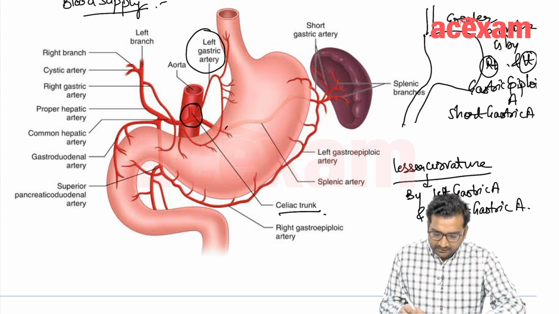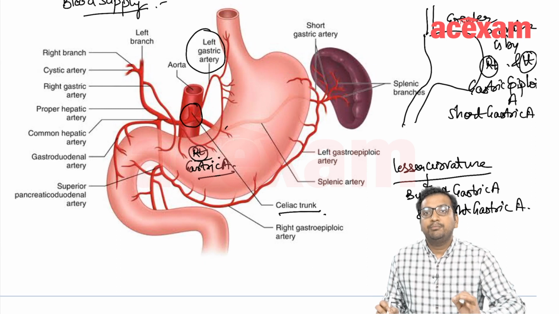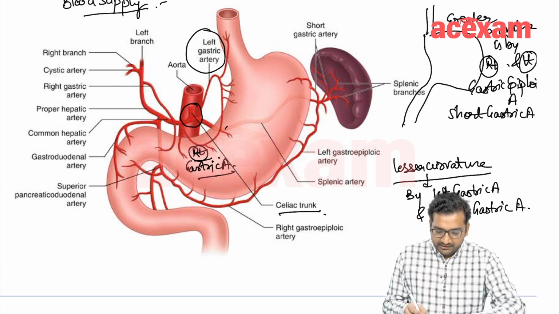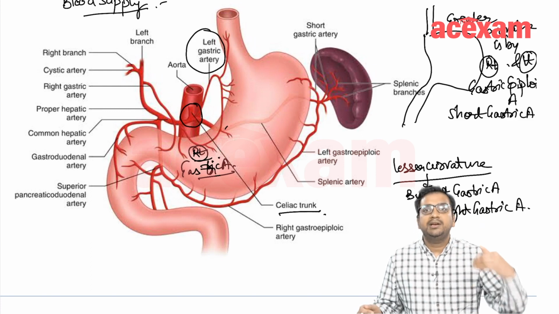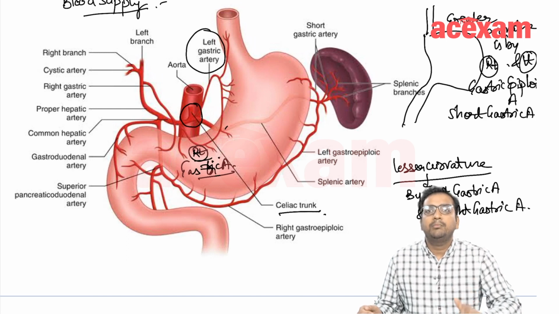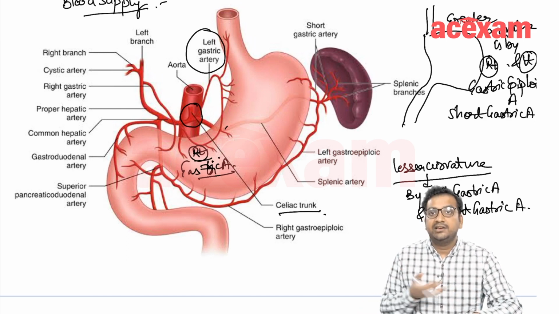Now this right gastric artery in majority of the cases is a branch of proper hepatic artery. Okay, you can see here in this diagram it is coming from the common hepatic artery. So right gastric artery can originate from the common hepatic artery, proper hepatic artery, but in majority of the cases, in 53% of the cases, it originates from proper hepatic artery. Okay, so this is regarding the lesser curvature of the stomach.